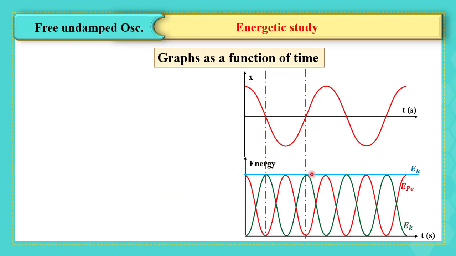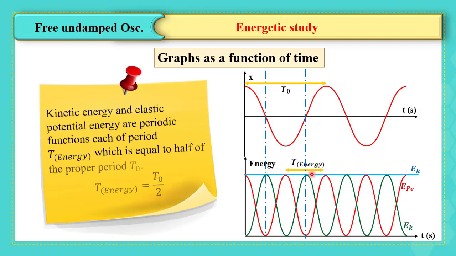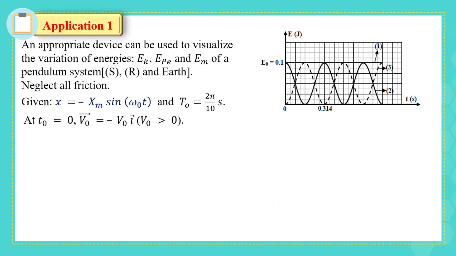Note that kinetic energy and elastic potential energy are periodic, and it's obvious from this graph. The period T energy is equal to half of the proper period T0 of the x function. Let's end with an application. An appropriate device can be used to visualize the variation of energies, the kinetic, elastic potential, and the mechanical energy of a pendulum system, S, R, and Earth.